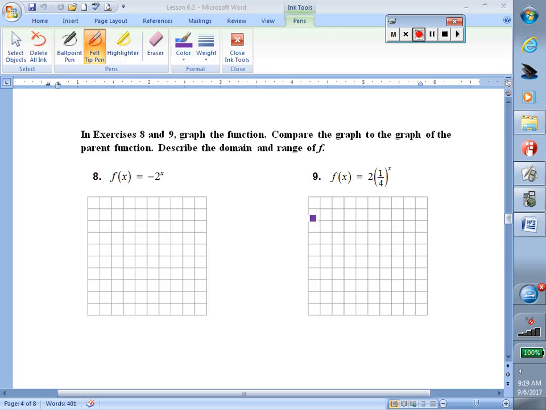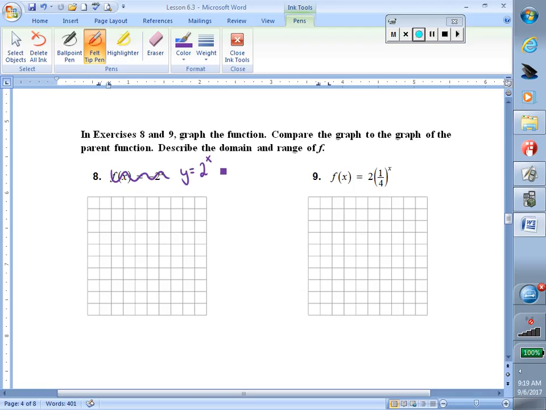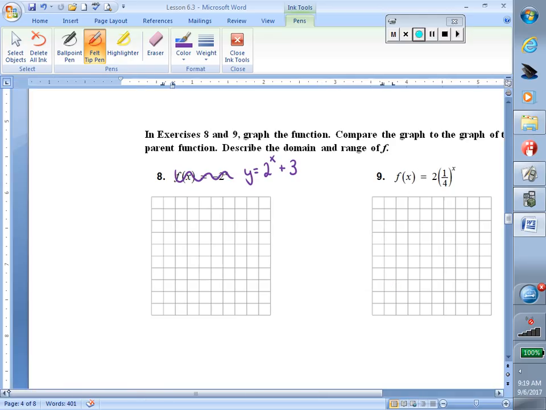What I want us to do in number 8, please cross out the equation that's there, and I want us to write y equals 2 to the x plus 3. In order to graph these, I want to continue just like we did last time. I want to make a table of values. -1, 0, and 1, those should work just fine for us.